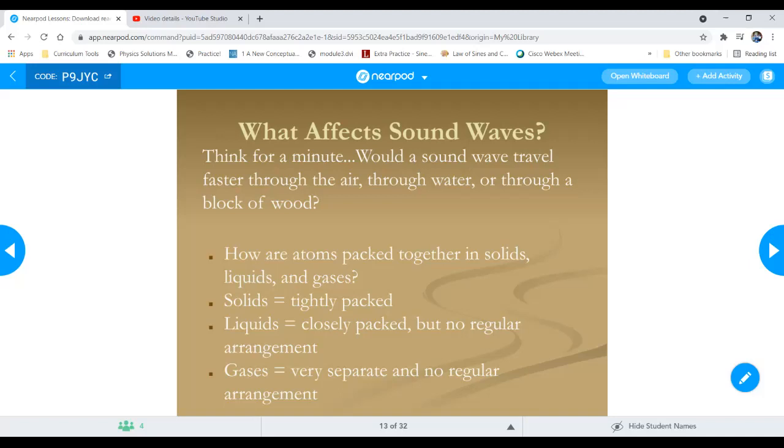And then gases, we are very used to the way that sounds. And so we imagine that, oh, well, it must travel fast through a gas. But actually, no, because the atoms are very separated in air and there's no regular arrangement. So it travels slower through the air because of that.